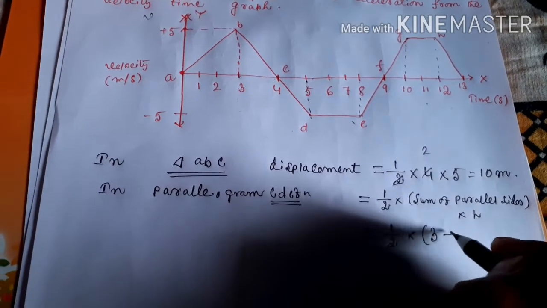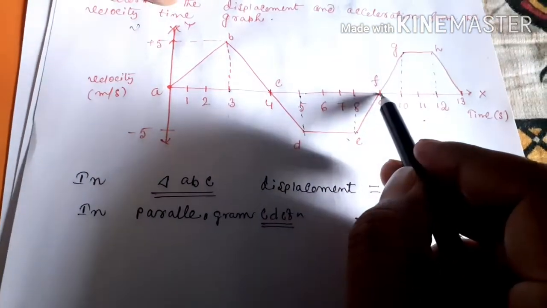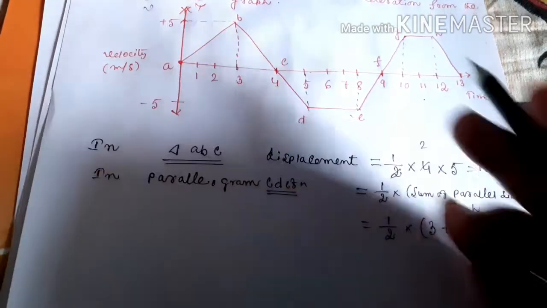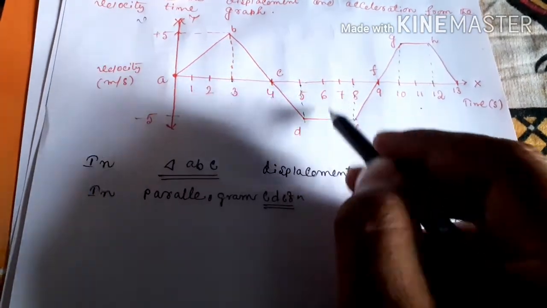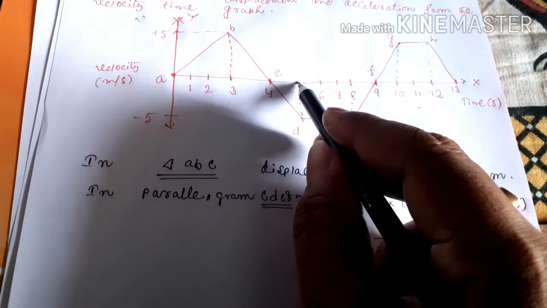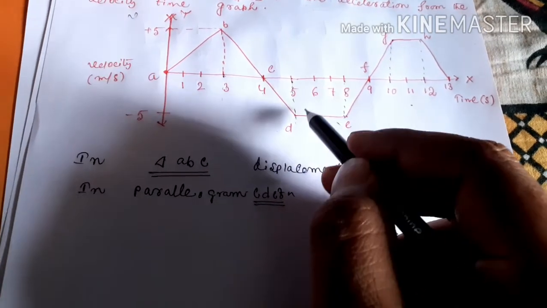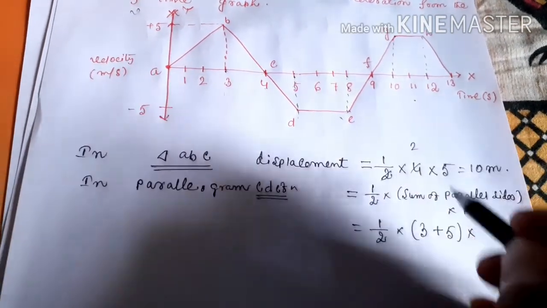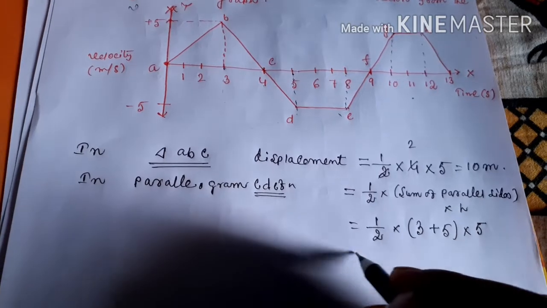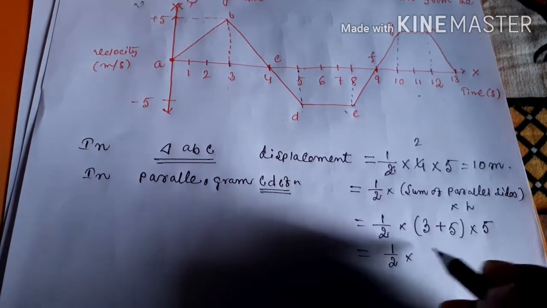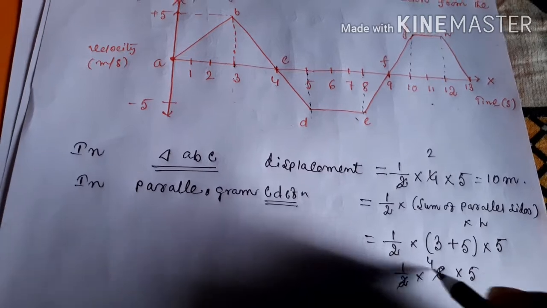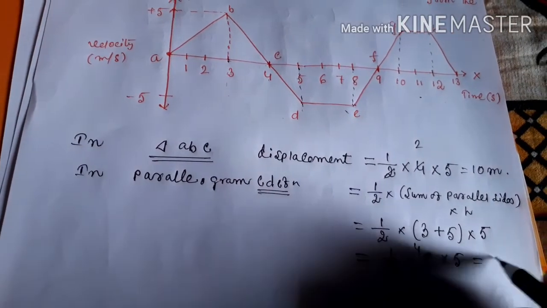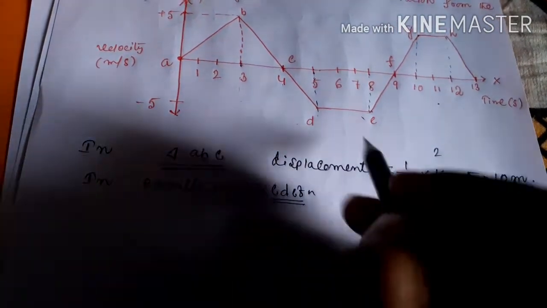So 3 plus, this one will be 9 here and 4 here, so that means 5. Into the height, which is from here to there, that is 5 only. So if you calculate this one, you will get half into 8 into 5. So 4, that means 20 meter displacement you will get in this portion.